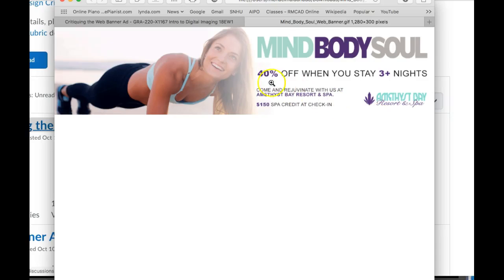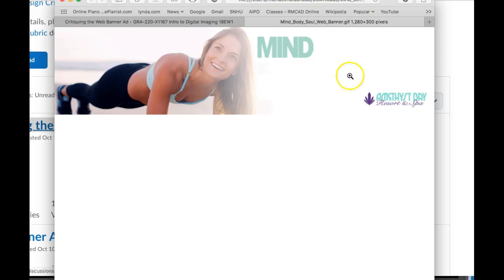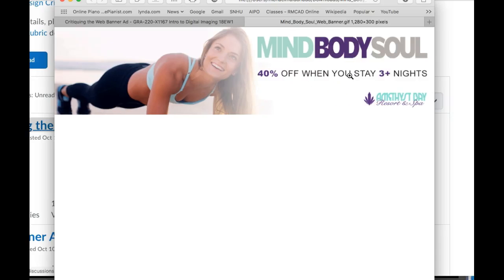Now don't forget, this is basically a subhead. So subhead from our style guide, Amethyst Bay, Arial bold italic. So that would have to be Arial bold italic right there. Then body copy in regular Arial. So we have Arial bold italic, Arial regular.